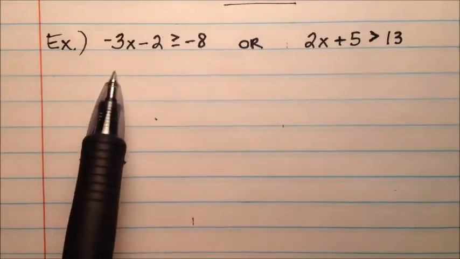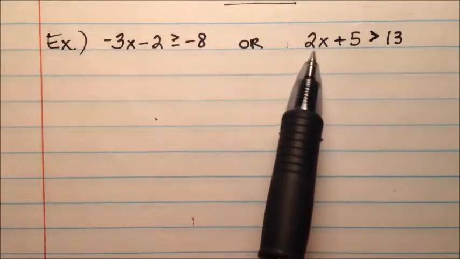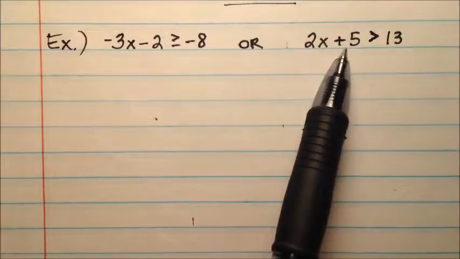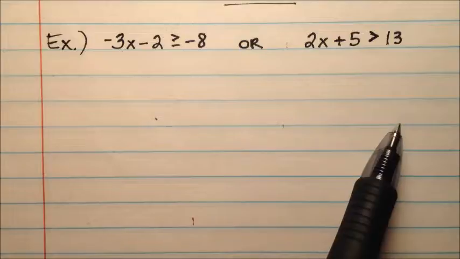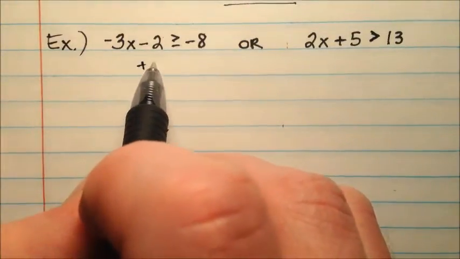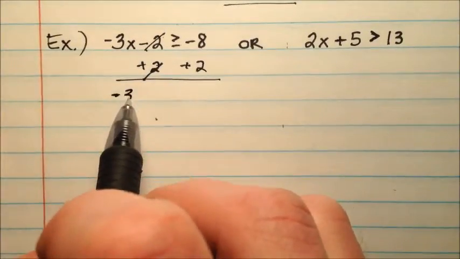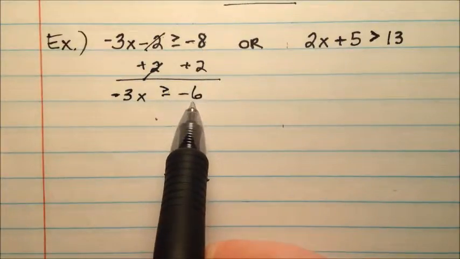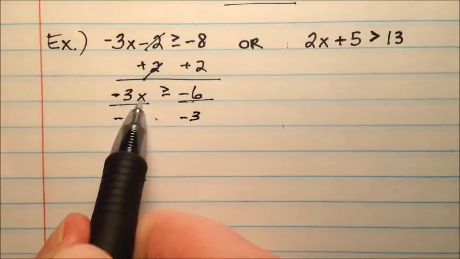In our next example, we have negative 3x minus 2 is greater than or equal to negative 8, or 2x plus 5 is greater than 13. So we're going to solve each one of these like we did in the previous example, completely independently. We do this one, then we do this one, and then we're going to graph both of them on the same number line. So on this one on the left, the first thing we do is we add 2 to both sides. That way we can get rid of these constants here. And we're left with negative 3x greater than or equal to negative 6, because negative 8 plus 2 is negative 6. And then we can divide both sides by this negative 3 to get our x all by itself.